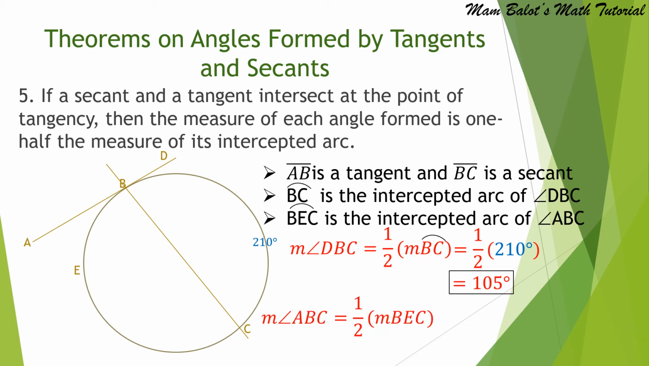And also, the measure of our angle ABC is 1/2 the measure of arc BEC. If arc BEC measures 150 degrees, then we can have 1/2 times 150 degrees, which is equal to 75 degrees. So the measure of angle ABC is 75 degrees.